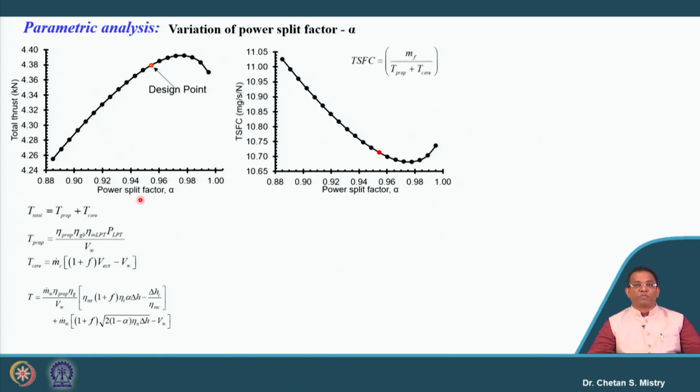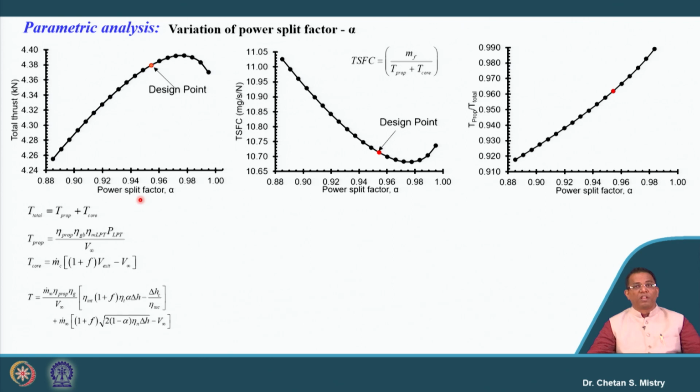Here, this is representing my specific fuel consumption. It says with the increase of the power split factor, we will be having a reduction in the specific fuel consumption. That's what is of our interest. And this is representing my propeller thrust to the total thrust versus our split factor. So it says with an increase of power split factor, we will be having more and more propeller thrust compared to the total thrust.